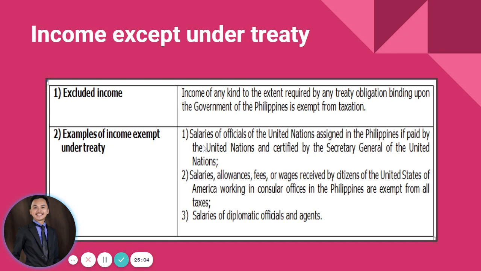assigned in the Philippines if paid by the United Nations and certified by the Secretary General of the UN, or salaries, allowances, fees, or wages received by the citizens of the United States of America working in consular offices in the Philippines are exempt from all taxes. And the salaries of diplomatic officials and agents are also an example of an income which is exempted by a treaty.